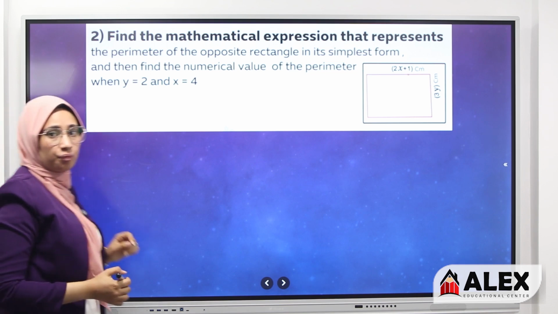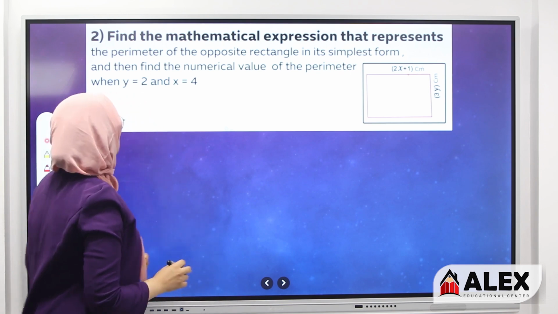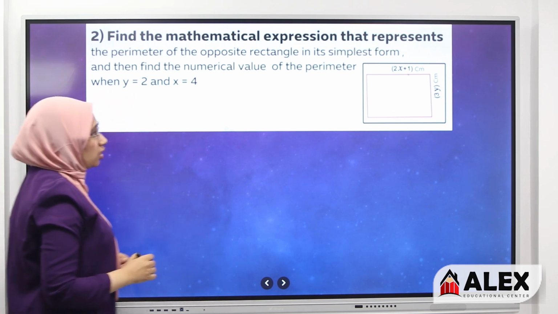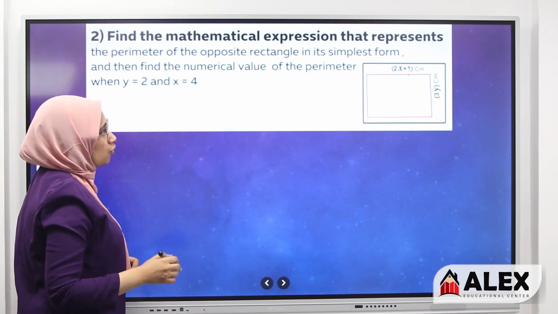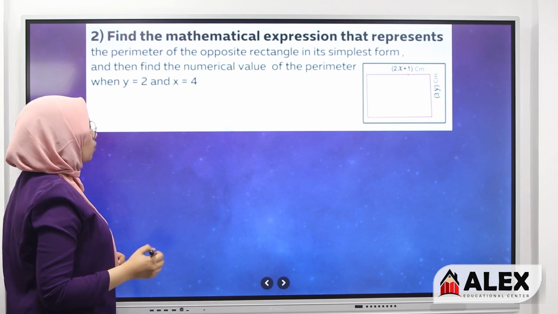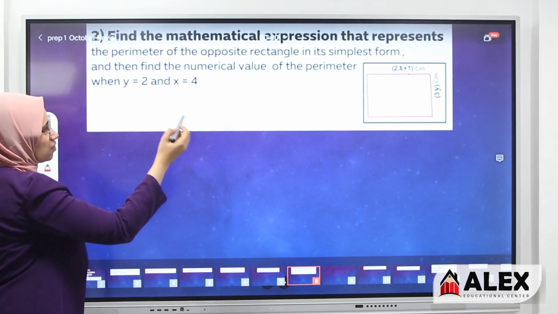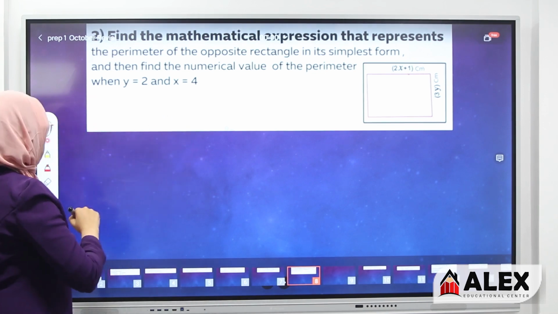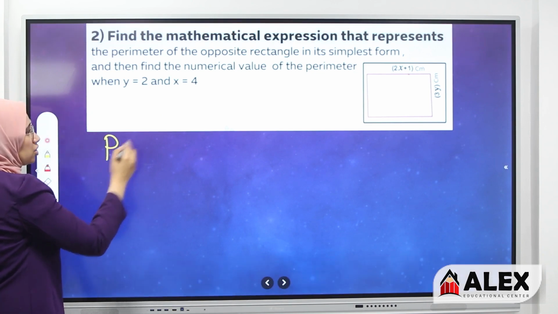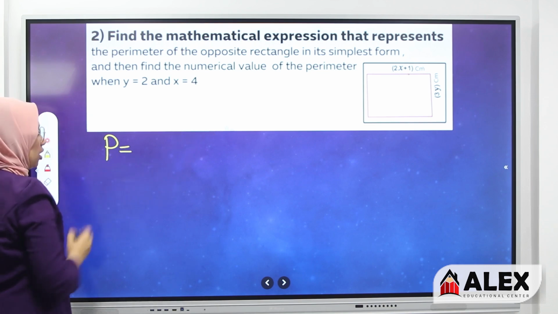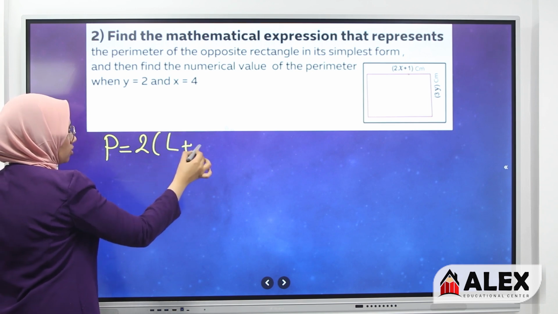Question number 2. Find the mathematical expression that represents the perimeter of the opposite rectangle in its simplest form, and then find the numerical value of the perimeter when y equals 2 and x equals 4. We have a mathematical expression of the perimeter. First, we put the rule of the perimeter of the rectangle. The perimeter of a rectangle equals 2 times length plus width.